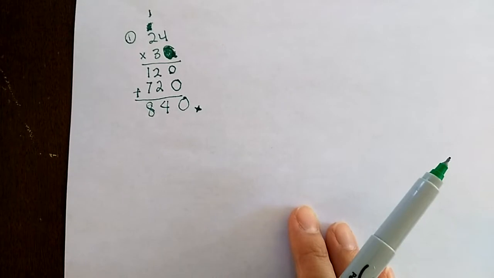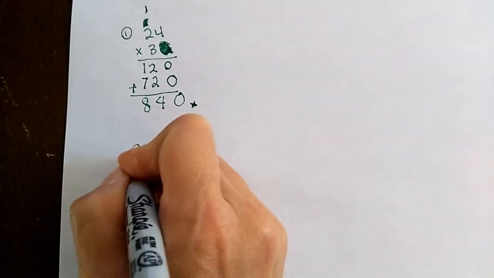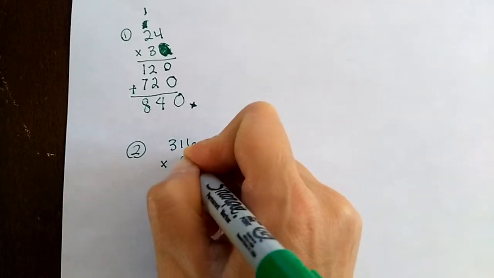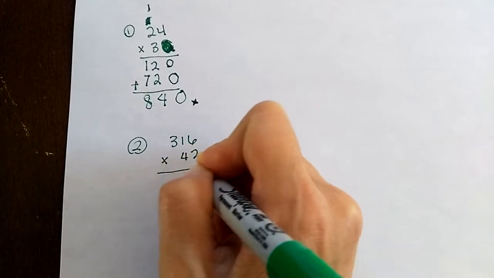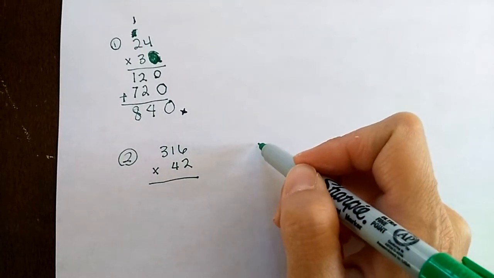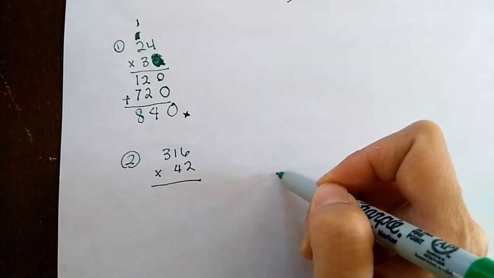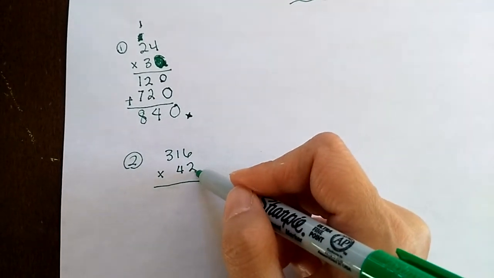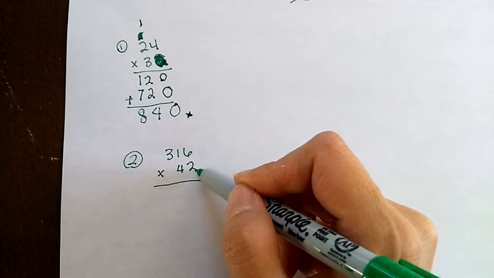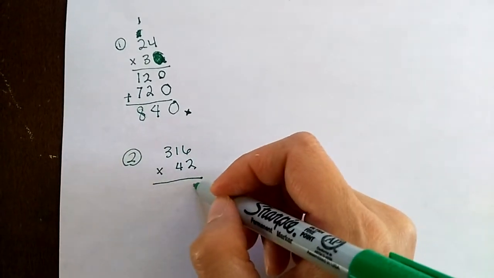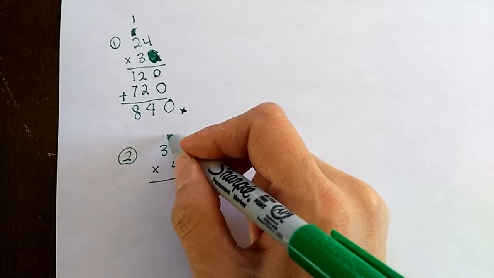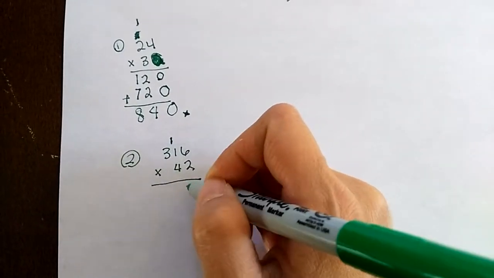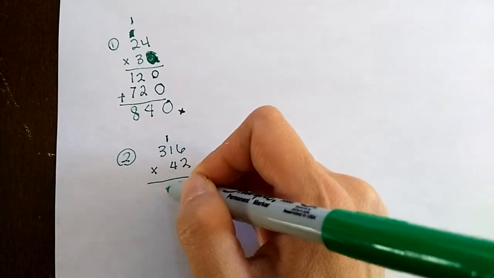Okay, so we're going to try the second problem. 316 times 42. Now remember, if I were to write it out, I would do 316 times 40 plus 316 times 2. Well, here I'm going to do my times 2 first. So 316 times this 2. 2 times 6 is 12. Put that 1 up there. 2 times 1 is 2, plus 1 more is 3. 2 times 3 is 6.